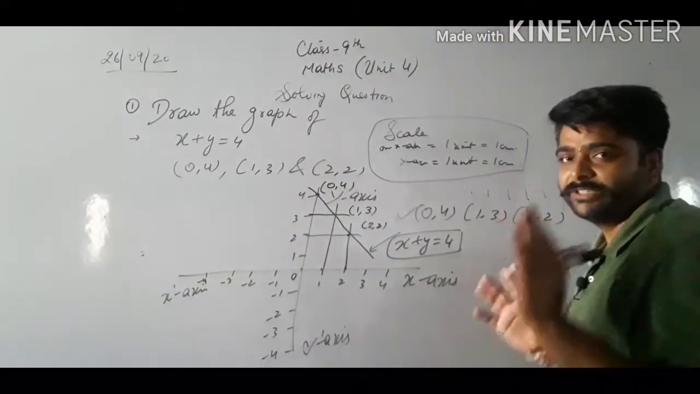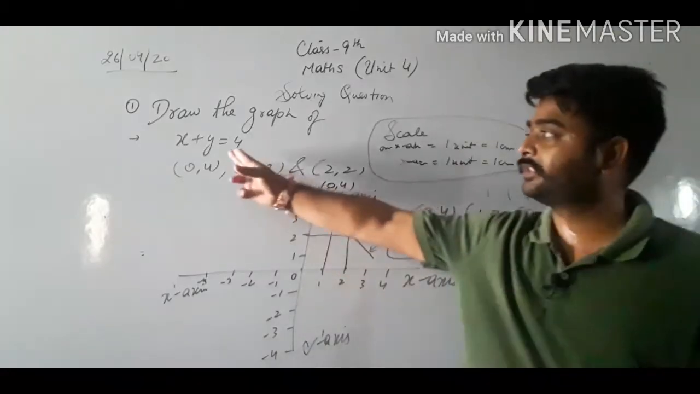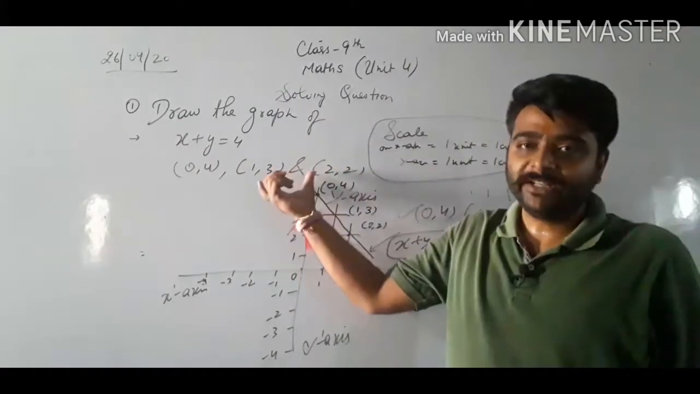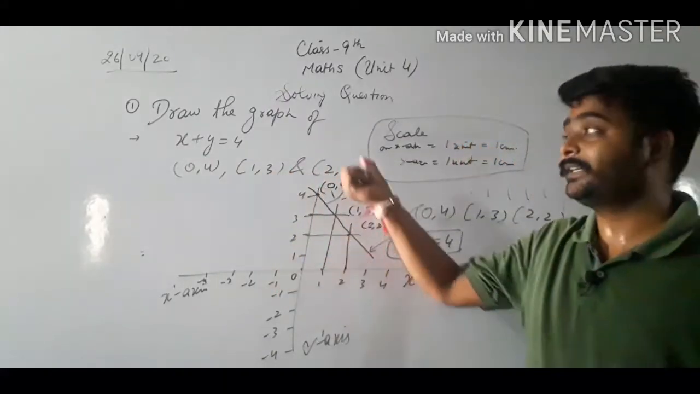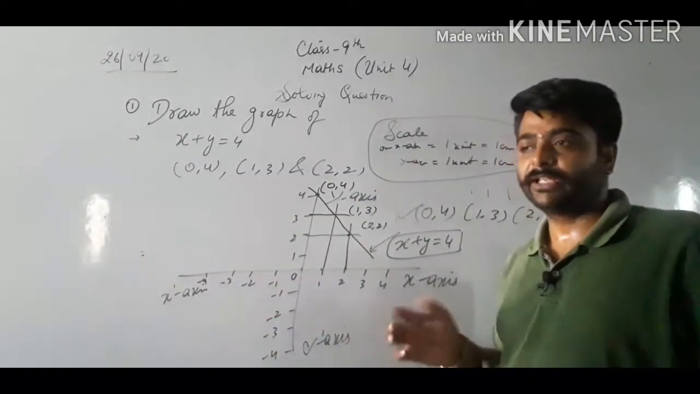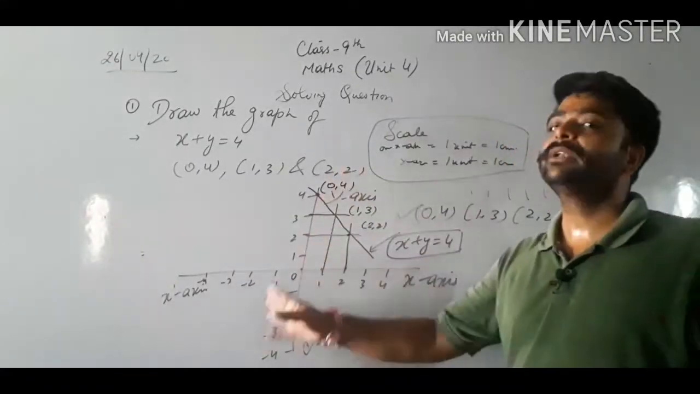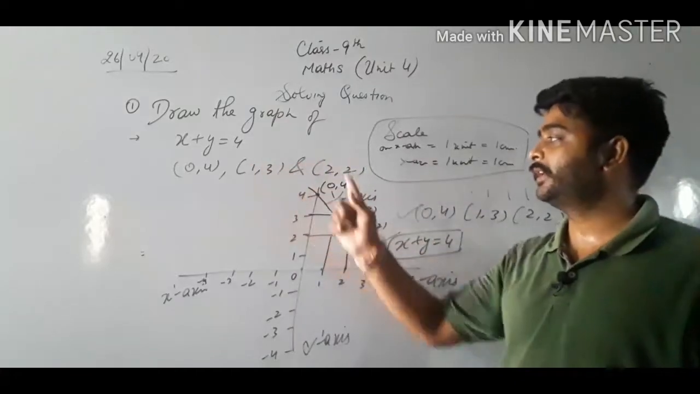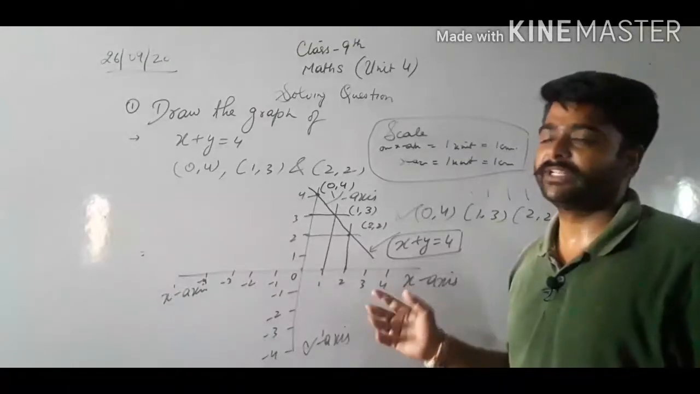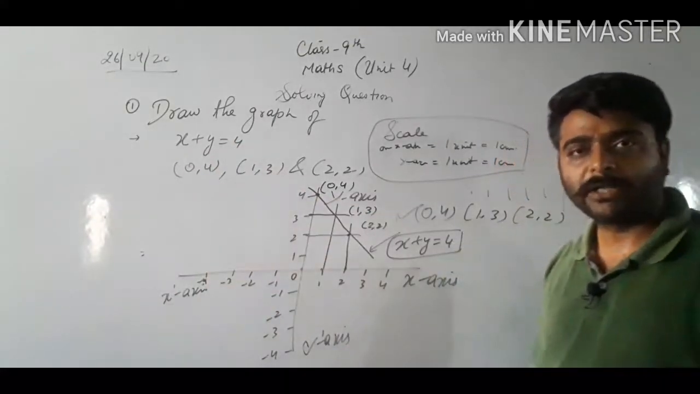So class, what is the question? Draw a graph of a given equation. First of all we find the solution. Okay, after finding the solution we represent these solutions in a graph. Okay, take a graph copy, draw the graph on it and represent this solution in the graph, and you will get a straight line. If it is not a straight line, then we will say that it is not the equation of a line.